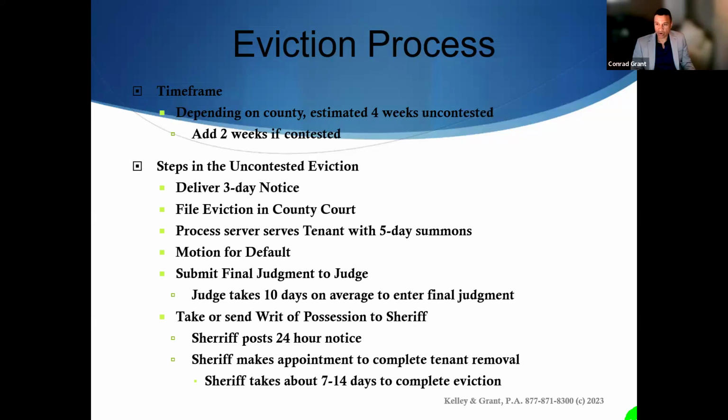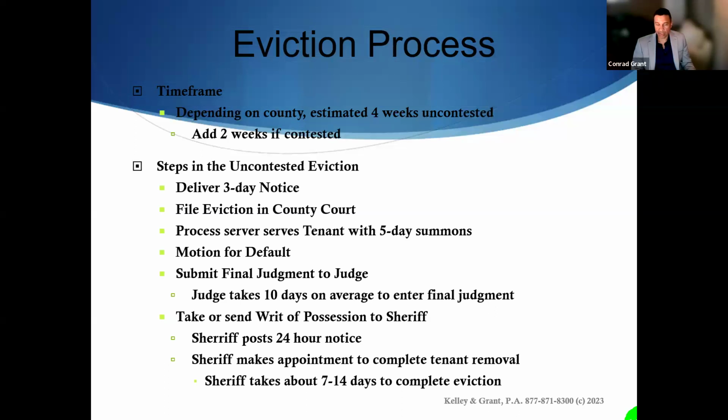But just know that you're the one who's most likely left with a big bill if the tenant doesn't leave or doesn't pay as promised. So here are the steps. I'm going to break it down. Deliver your 3-day notice or your 30-day notice or your 7-day notice. You always deliver a notice.